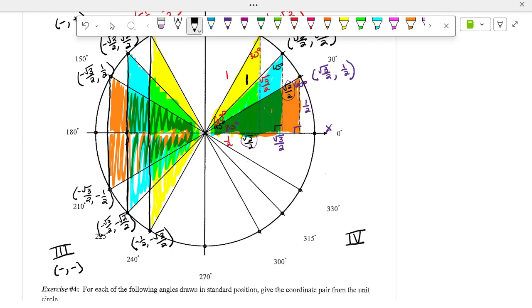So this is quadrant 4. What's true about the points in quadrant 4? Positive, negative. So that means the y value is going to become negative. So the first triangle at 300, so right here, which one does it match up with, the 30, 60, or the 45? The 60. So if we're matching up with the point, what's the point? 1/2, negative square root 3 over 2. Good. This would be 1/2, negative square root 3 over 2.